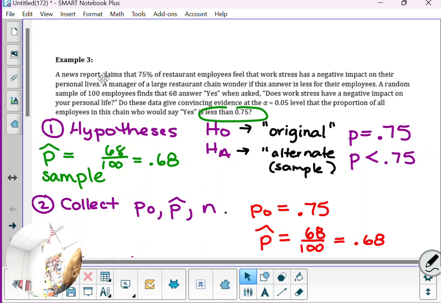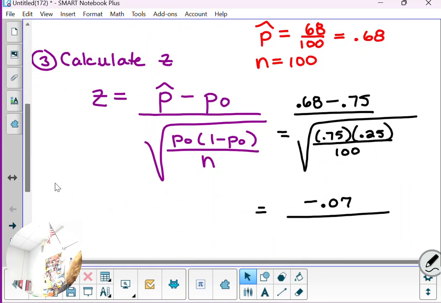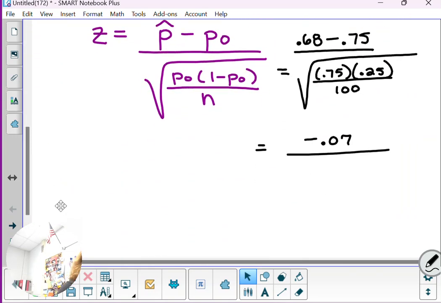All right. A less than problem. We think the true value is less than what they stated. So a less than problem means we're probably going to be looking at something on the left side of the normal curve.